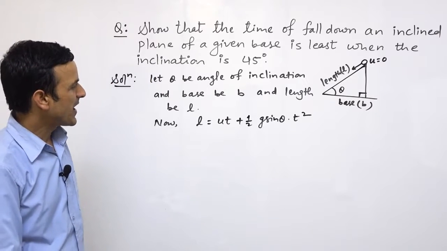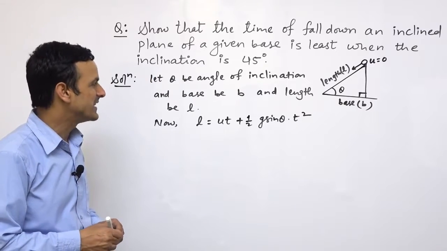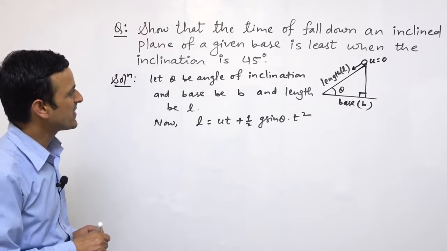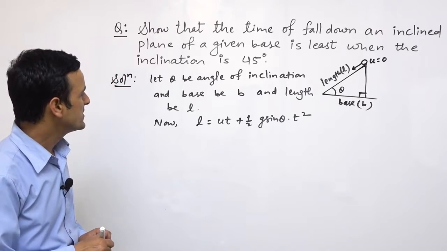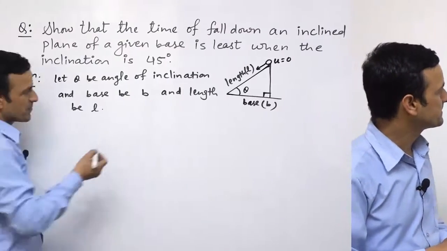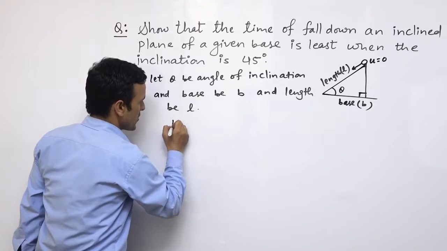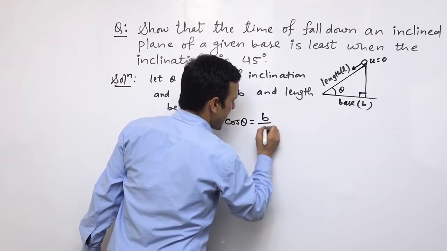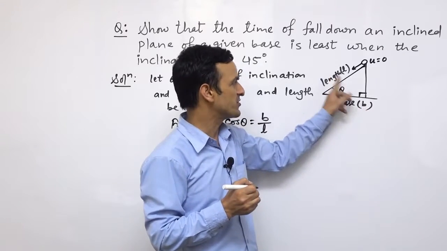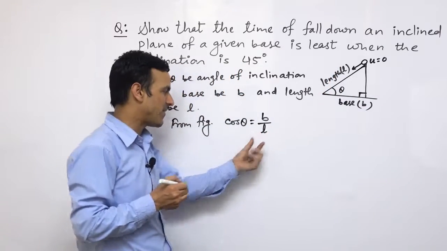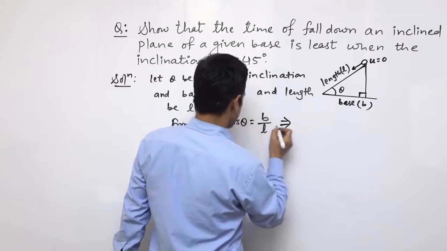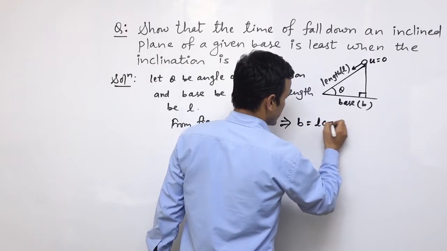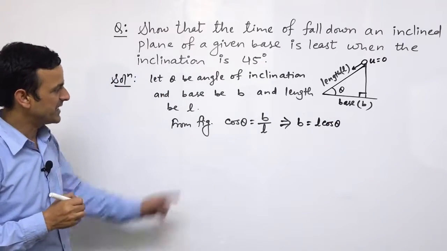So if we find out the value of cos theta or sine theta from here, then we get the value of something. The base is B, and we can find the value of cos theta from this figure. From the figure, cos theta is equal to base by hypotenuse. The base is B and the hypotenuse is the length L. So from this we can find the value of B, and B is L cos theta.